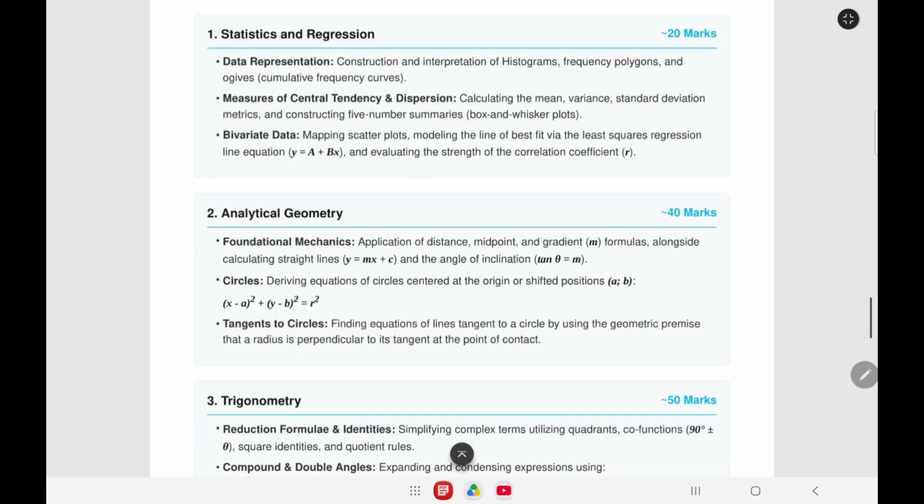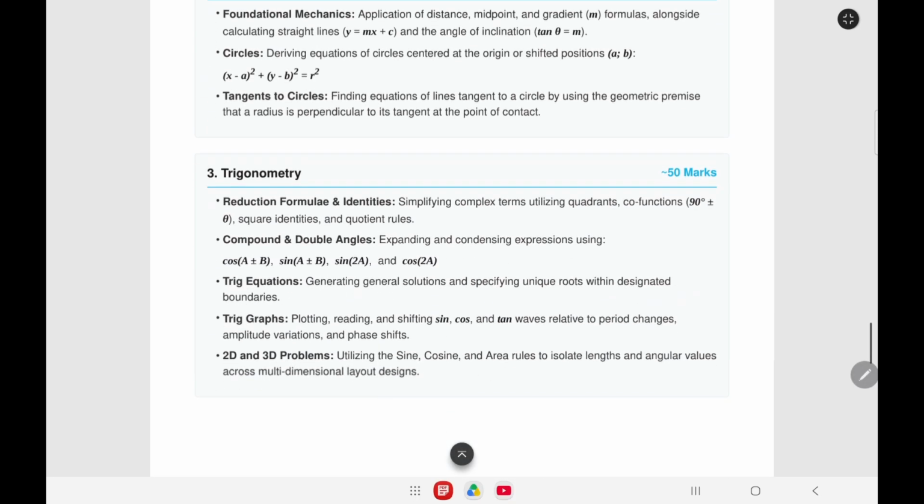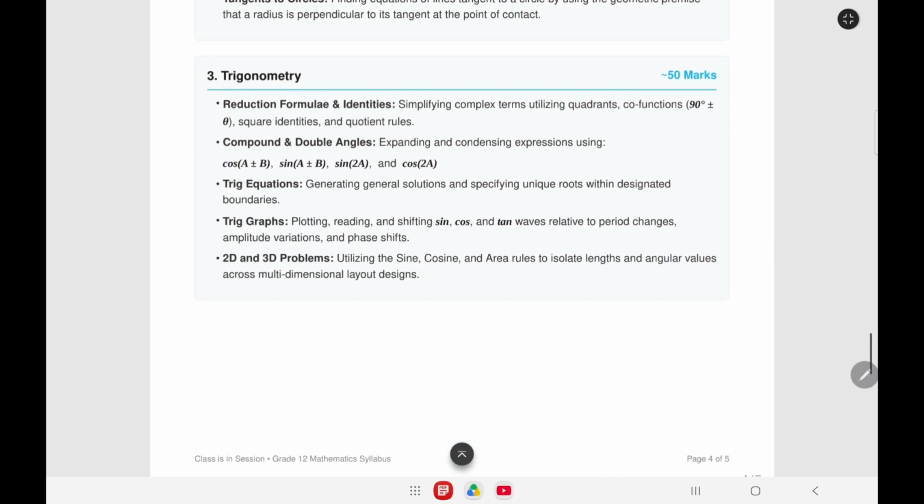You also have analytical geometry that's worth about 40 marks. We have foundational mechanics. We also have circles as well as tangents to circles. Let's move to trigonometry. It's worth about 50 marks. We have reduction formulae and identities. This is basically your grade 11 trigonometry, where you have the reduction formula, cofunctions or co-ratios, negative angles, numerical reductions, trig equations, and so on. So you need to know your basics.